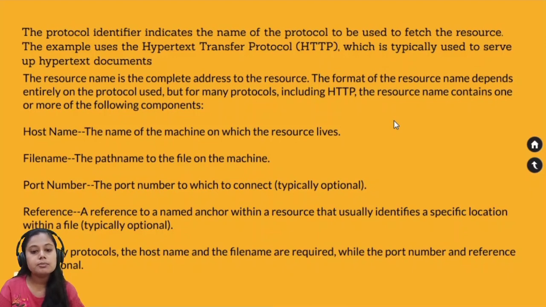Host name, the name of the machine on which the resource lives. File name, the path name to the file on the machine. Port number, the port number to which to connect, typically optional. Specifying the port number is an optional part. Reference, a reference to a named anchor within a resource that usually identifies a specific location within a file. Mentioning the reference is also optional. For many protocols, the host name and the file name are required, while the port number and the reference are optional.